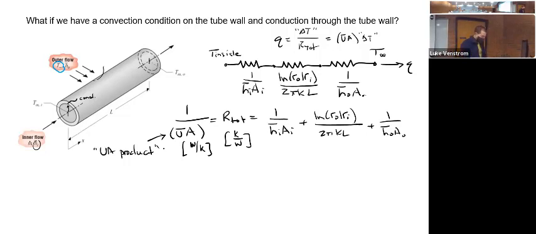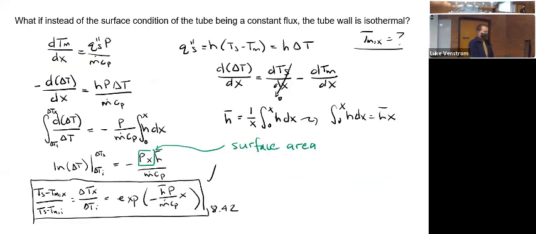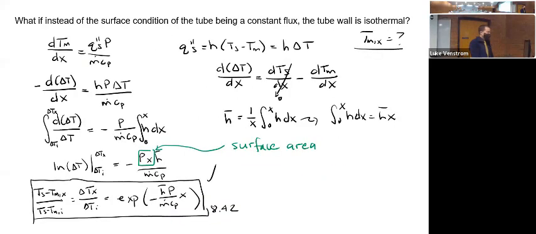And what's nice about it is it looks like h bar times A, just with a U instead of an h. Any place that we had h bar times A in our isothermal tube wall case, we can swap out the h bar with the U bar. So if I want to calculate how the mass average temperature changes in the flow direction, I swap the h bar out with the U bar, and I swap out T S with T infinity.